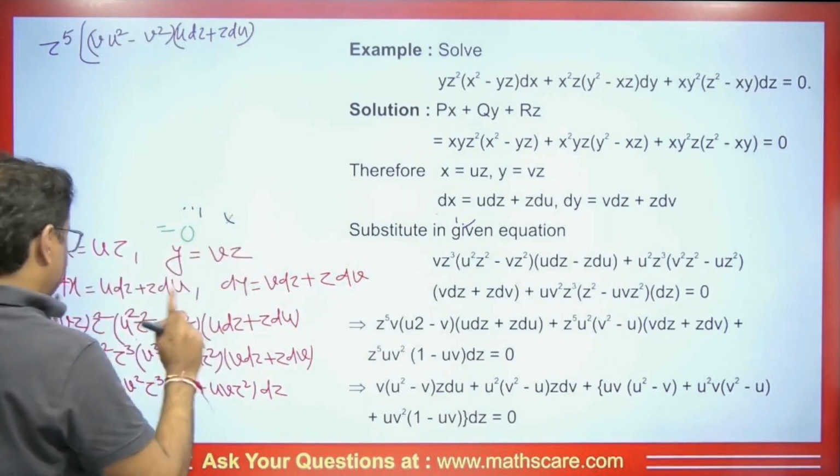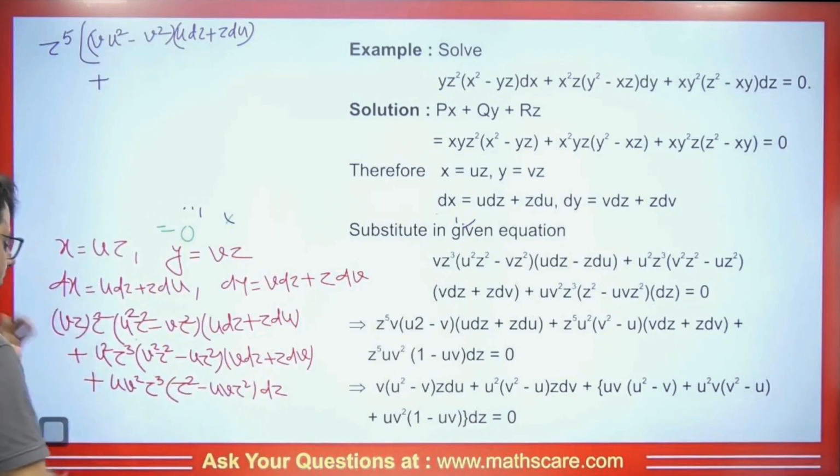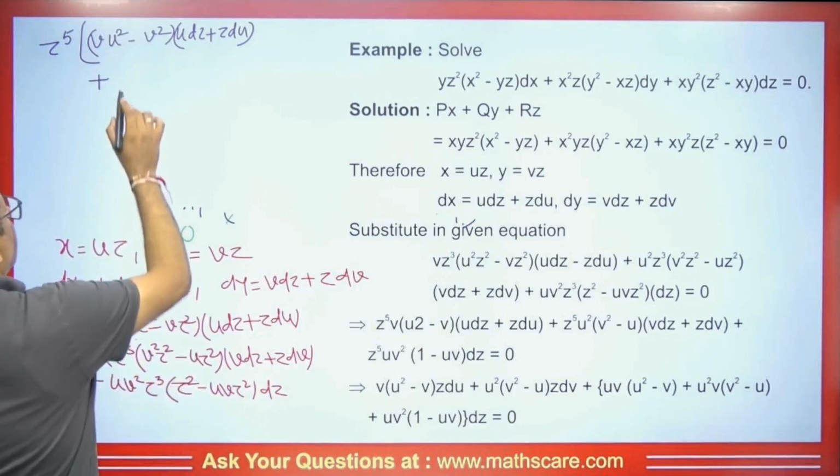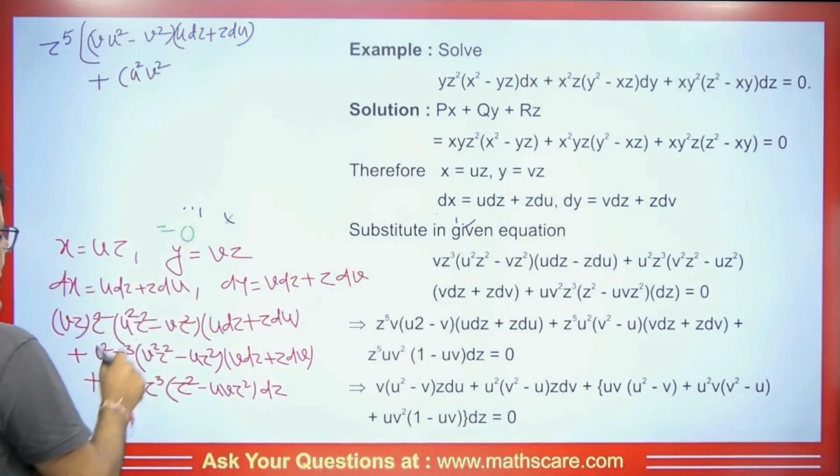We have already solved this first bracket. Now second bracket. We have taken out z to the power of 5 common. So it becomes u square v square, then we get u square v square, right? Minus this term will become u cube.